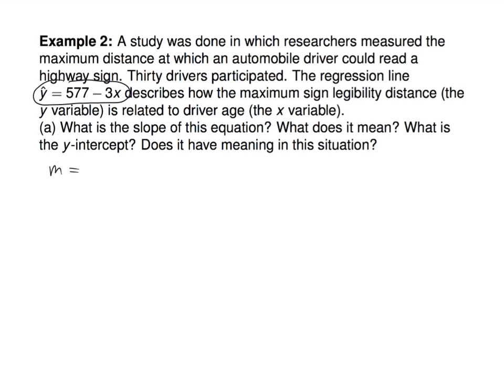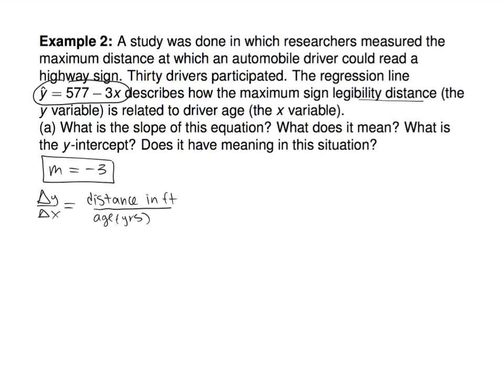So the slope is equal to negative 3, and that's delta y over delta x, where the delta symbol means change, in case you haven't seen that before. So what are y's units? Sign legibility distance. Yep, distance. I don't know if I told you that it was measured in feet. It's supposed to be in feet, so sorry. Over x's units, which are age, in years. Not centuries, that would be a very large unit of measurement.